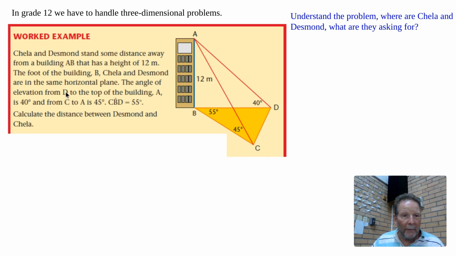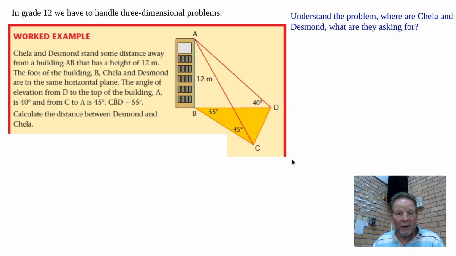Now, the angle of elevation from D to the top of the building A is 40 degrees, on one side and 45 degrees on the other side. Now, the question is calculate the distance between Desmond, there's Desmond at D, and Cella at C. Well, you got to understand, what are we trying to do?